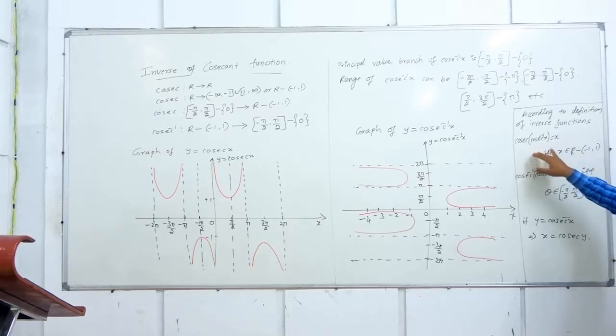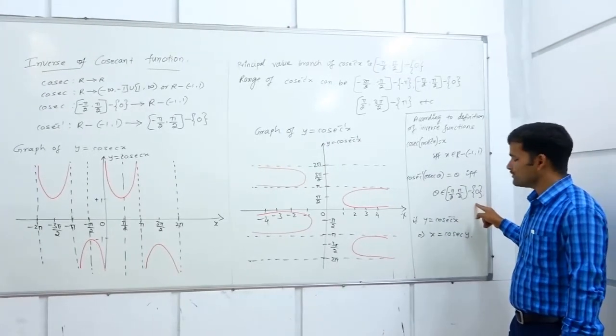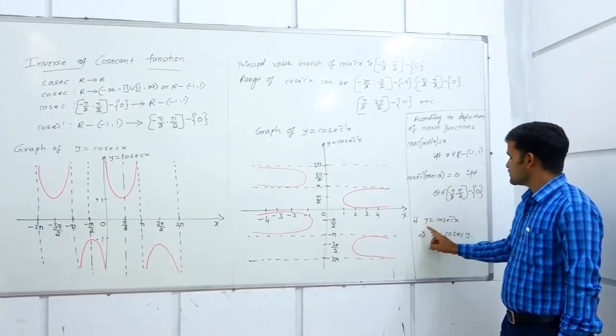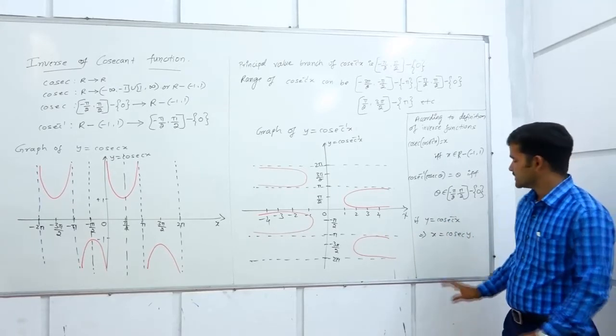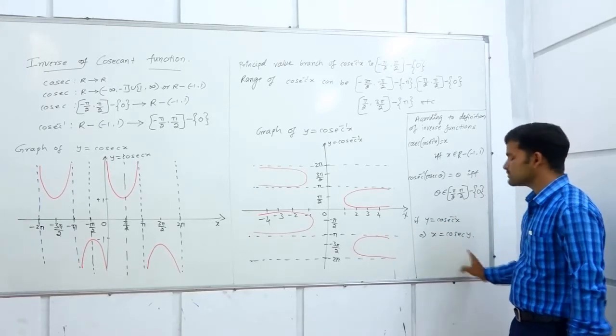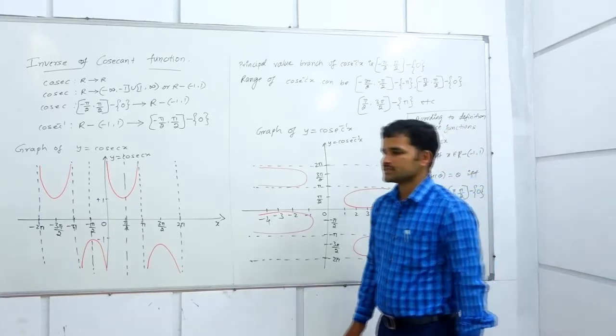Otherwise, no. Then cosecant inverse of cosecant theta is equal to theta if theta belongs to the interval -pi by 2 to +pi by 2 except 0. This will be the principal value branch. Suppose we have y is equal to cosecant inverse of x, then it can be written x is equal to cosecant y according to the definition of cosecant inverse.